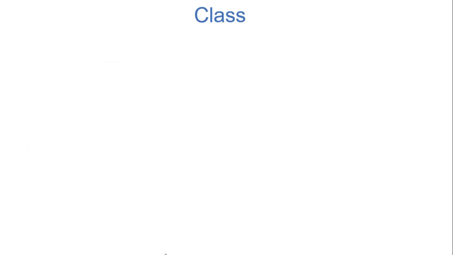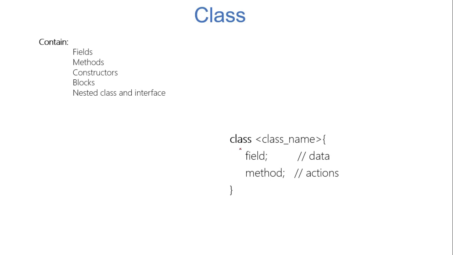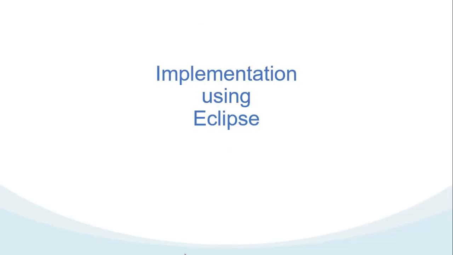Let's see class and object in programming. A class consists of fields, method, constructor, block, nested class, and interface. The simplest class may only consist of field or fields and method. Here is the syntax. A class is declared by use of the class keyword. Let's see the implementation using Eclipse.